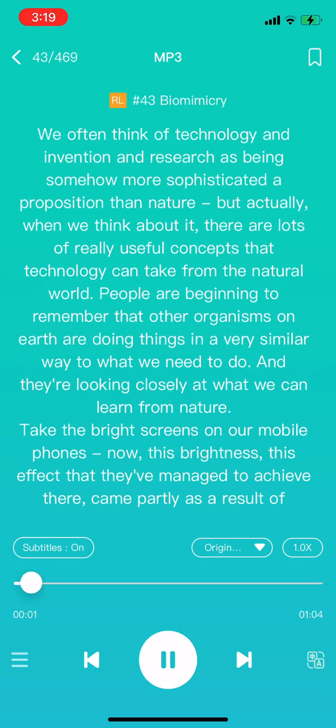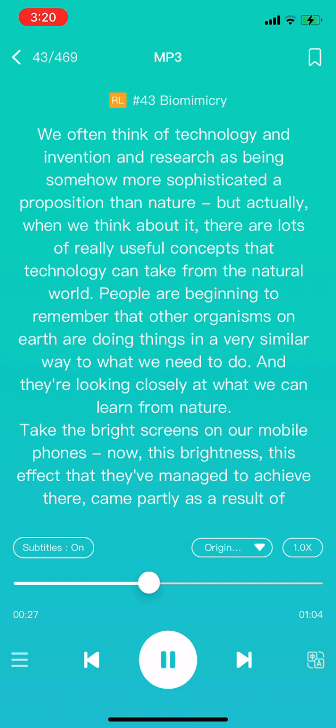We often think of technology and invention and research as being somehow more sophisticated a proposition than nature. But actually, when we think about it, there are lots of really useful concepts that technology can take from the natural world. People are beginning to remember that other organisms on Earth are doing things in a very similar way to what we need to do. And they're looking closely at what we can learn from nature.